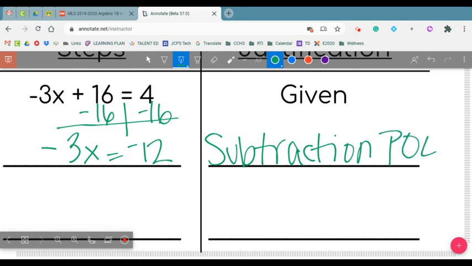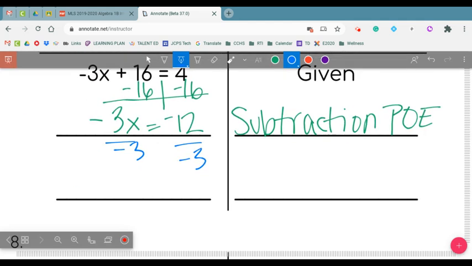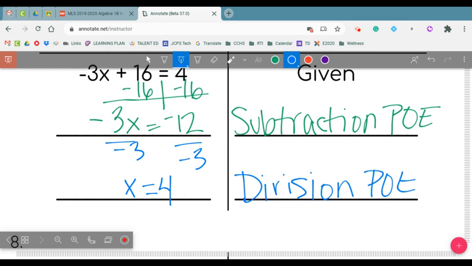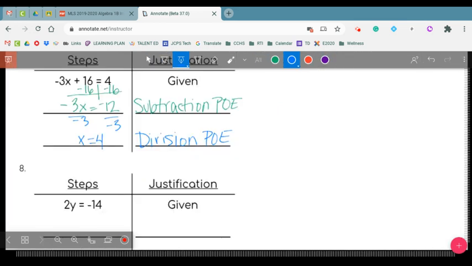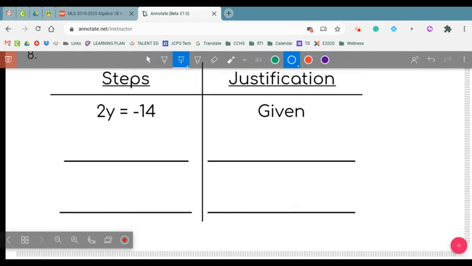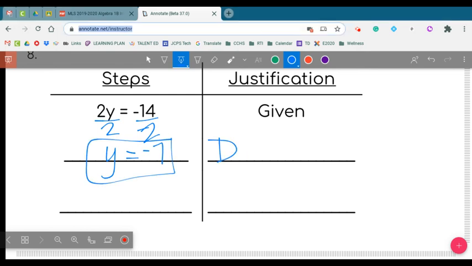Property of equality. Next step, I have to divide by negative 3 on both sides. Negative divided by negative is a positive, so I'm going to get x equals a positive 4. So what I did to both sides was I divided, so division, POE, since I did it to both sides. Okay, last one. There's just one step on this one, you guys. Divide by 2. So I get y equals negative 7. So this one only has one step, which is division, POE.